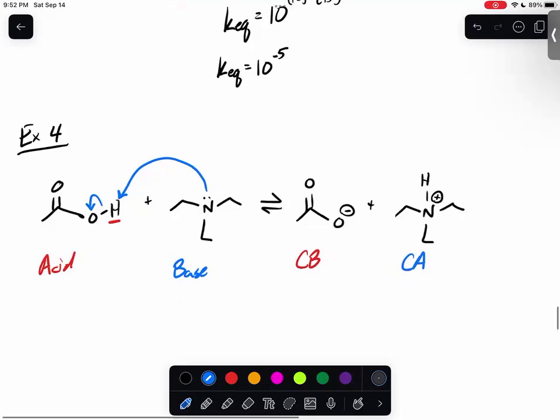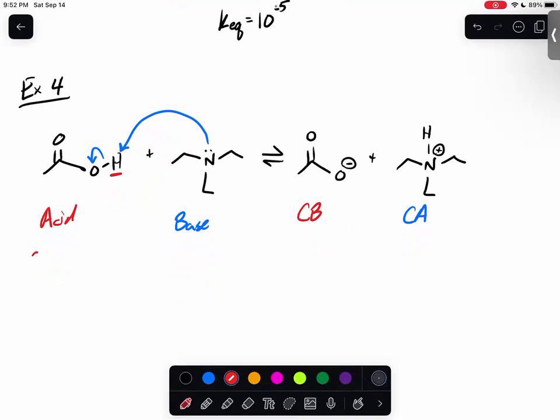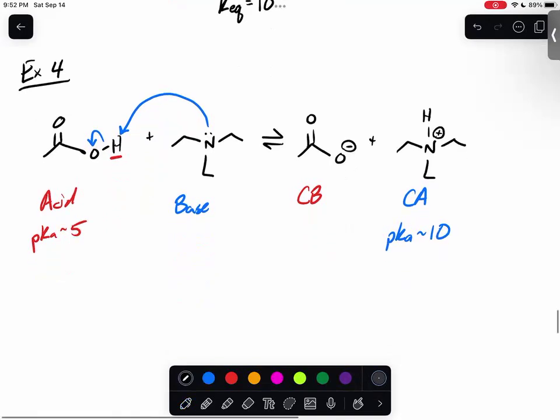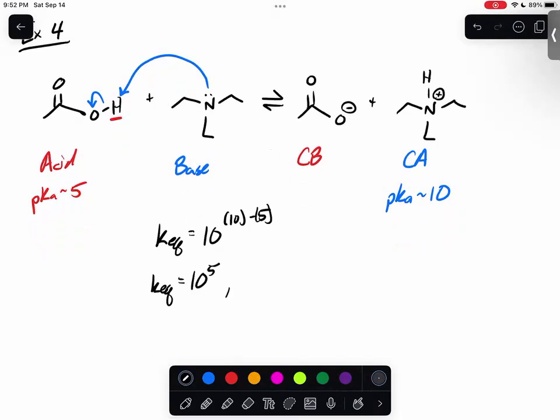Because looking at our acid, we have a pKa table that actually tells us that the pKa here is about 5. And then on our conjugate acid, we know that our pKa here is right around 10, because that is in our pKa table. So if you were to go through and actually calculate this KEQ, it's 10 to the 10 minus 5, and that KEQ is 10 to the fifth, right? Which, as we know, when a KEQ is greater than 1, products are favored.